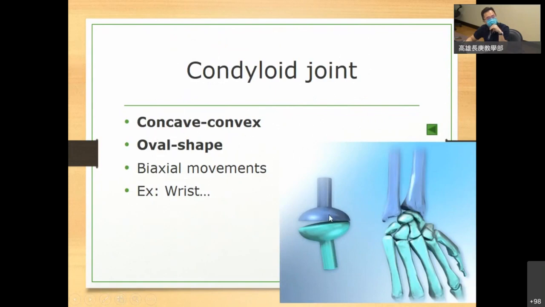Okay. And the next is the condyloid joint. The condyloid joint is also composed of concave and convex surfaces, and it's an oval shape. If it is a round shape, it's a ball and socket joint. If the shape is oval, we can say this is a condyloid joint. It also has biaxial movement. The example is our wrist. As we know, if a joint has multi-directional, multi-axial movement, it gives us more kinds of movement, which means it's a more important joint for our body.